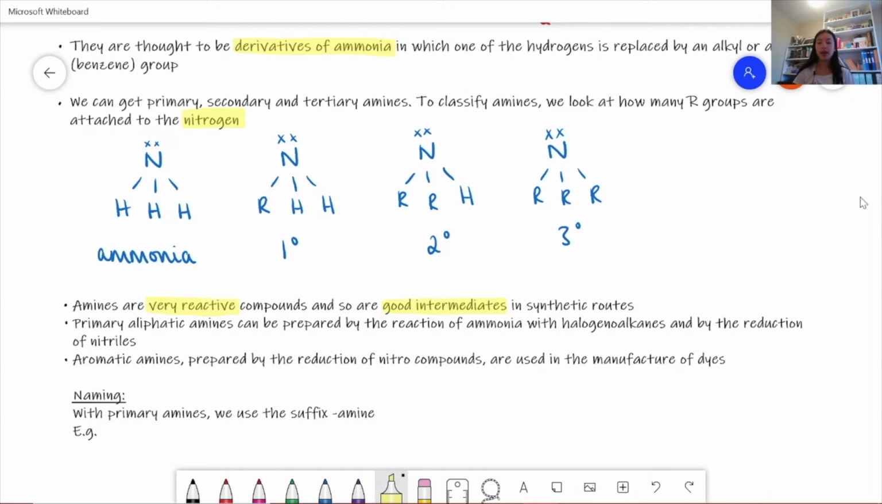And primary aliphatic amines can be prepared by the reaction of ammonia with haloalkanes and by the reduction of nitriles. And now remember that aliphatic means non-aromatic. So basically any molecules that don't have a benzene ring. So like all amines, so basically made of carbon and hydrogen in straight chains or branched chains or cyclic, just not aromatic. And aromatic amines, so ones which have the benzene group, can be prepared by the reduction of nitro compounds and are used in the manufacture of dyes.